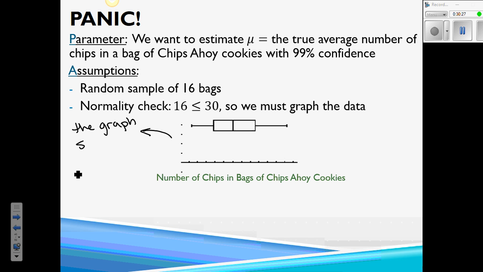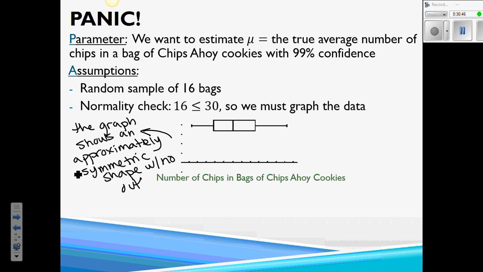The graph shows an approximately symmetric shape with no outliers. Therefore, we can assume normality.